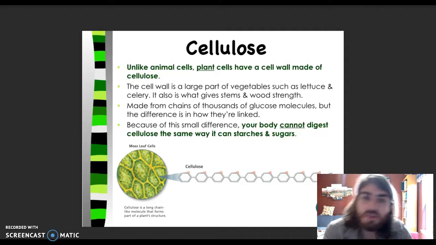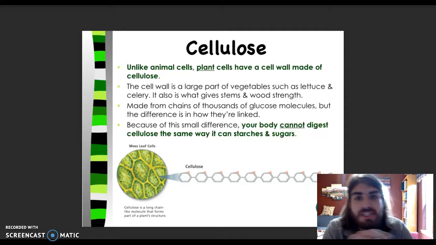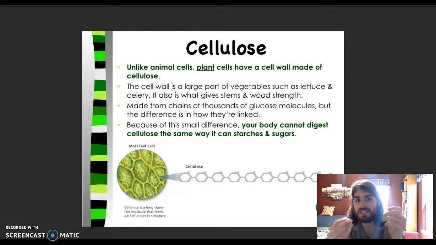Cellulose. Unlike animal cells, plant cells have a cell wall made of cellulose, as we've learned about before. The cell wall is a large part of vegetables, such as lettuce and celery. It is also what gives stems and wood their strength, so they don't break so easily. It's made from chains of thousands of glucose molecules, but the difference is how they're linked. Because of this small difference, your body can't digest cellulose the same way it can with starches and sugars.